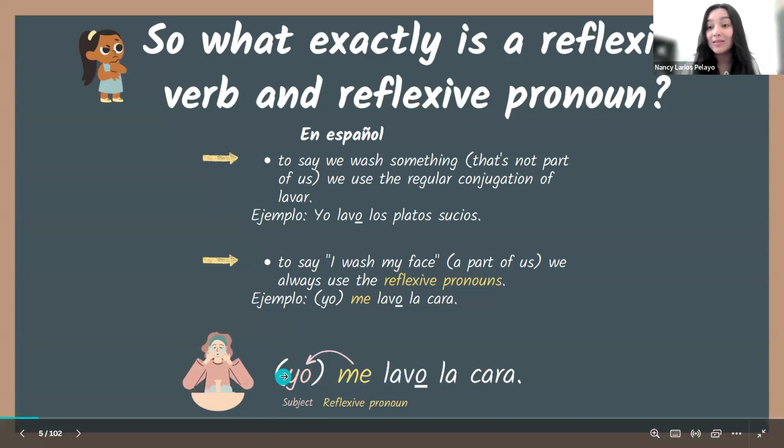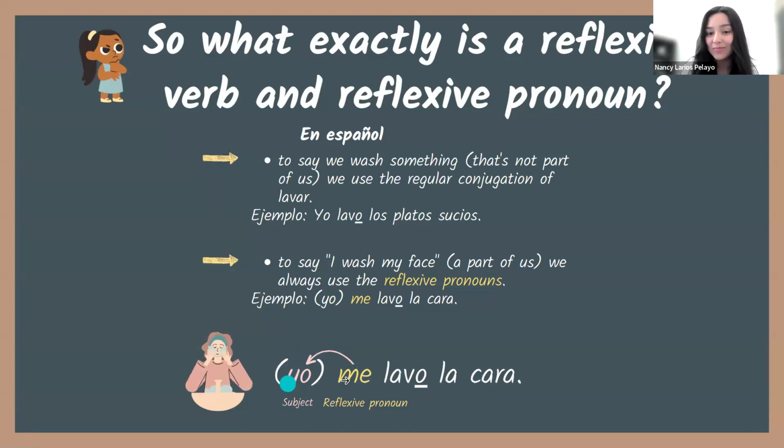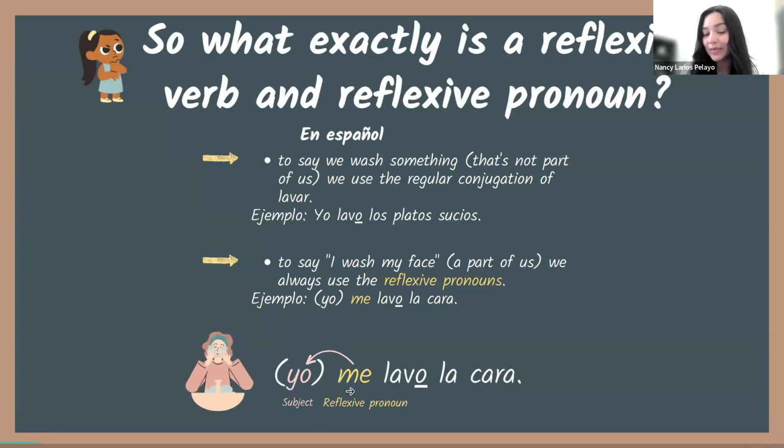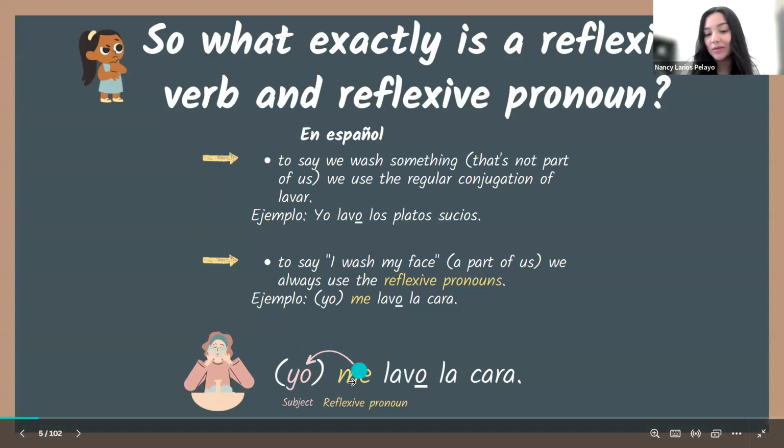Now notice this is in parentheses. You can use the yo, but you don't necessarily need it because me already tells us who is doing the action to who, right? So the subject, it's already here. Me lavo la cara.